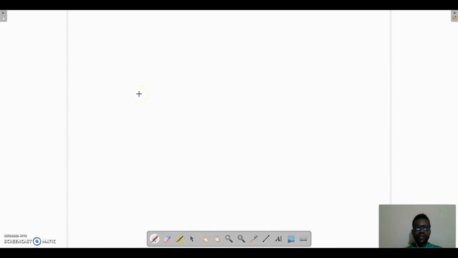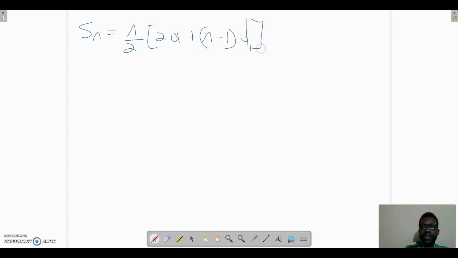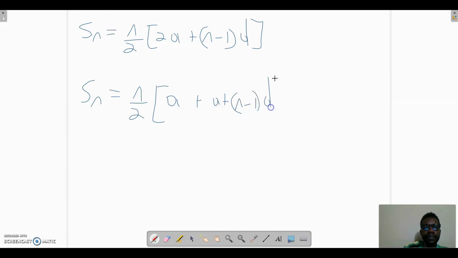Before we move on to any further examples, we're going to show you a modification to the formula. So we know that Sn is equal to n over 2 into 2a plus n minus 1 times my common difference d. Now if I were to take the same formula and split inside of the bracket, I would have n over 2 into a, plus a plus n minus 1 times d. Now notice that a plus n minus 1 times d, when we were deriving the formula, actually represents the last term. So the last term is a plus n minus 1 times d.